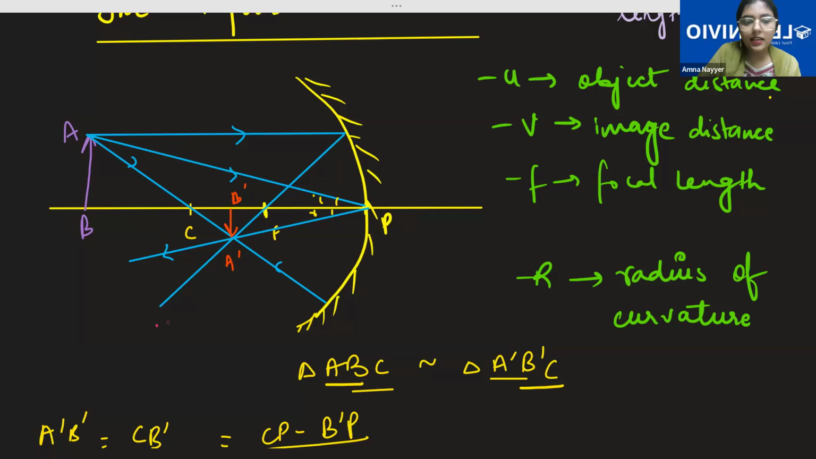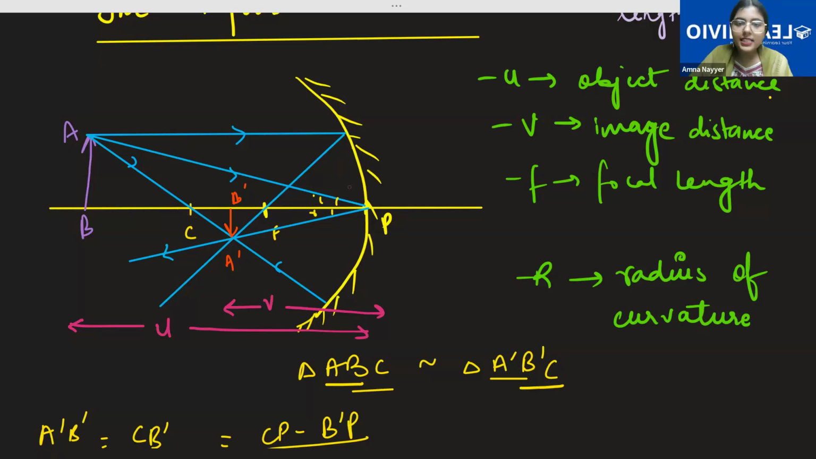Yes, it is U. Okay, now as we discussed, as per our sign convention, anything in front of the mirror is negative. So I've taken minus U as the object distance, which is negative. Fine. Okay, then can you tell me what is B'P? It's V, the image distance. So this B'P is basically the image distance. Since this is also in front of the mirror, it will also be negative.